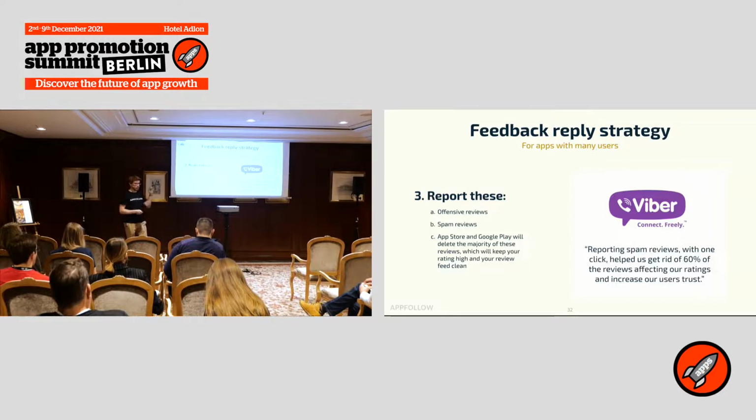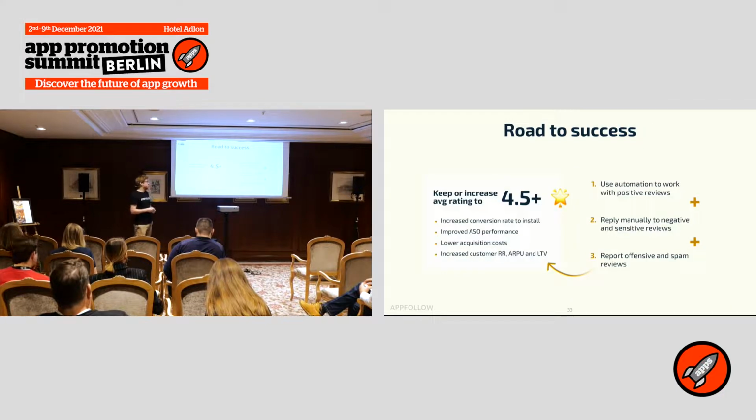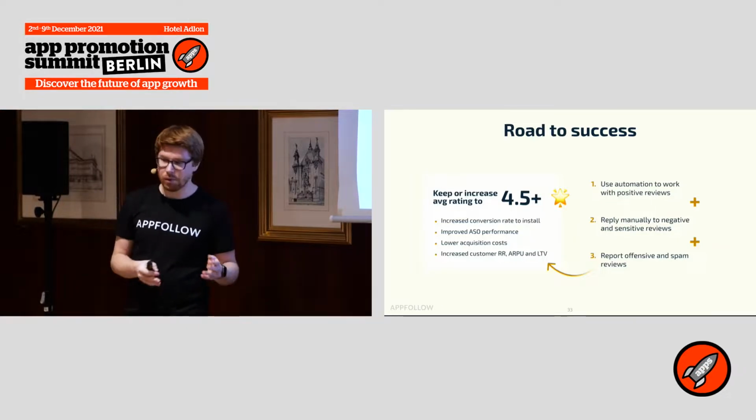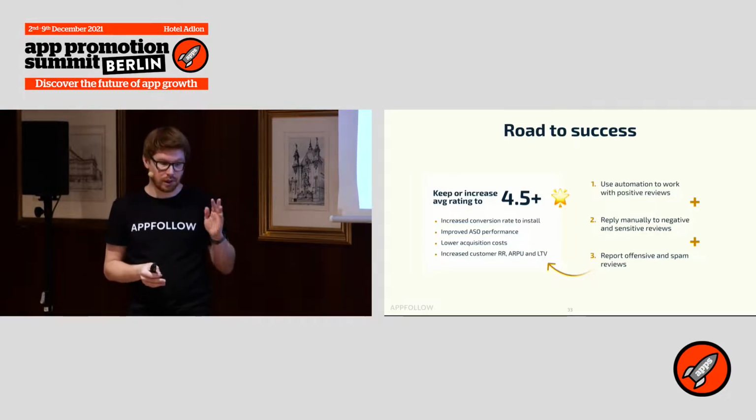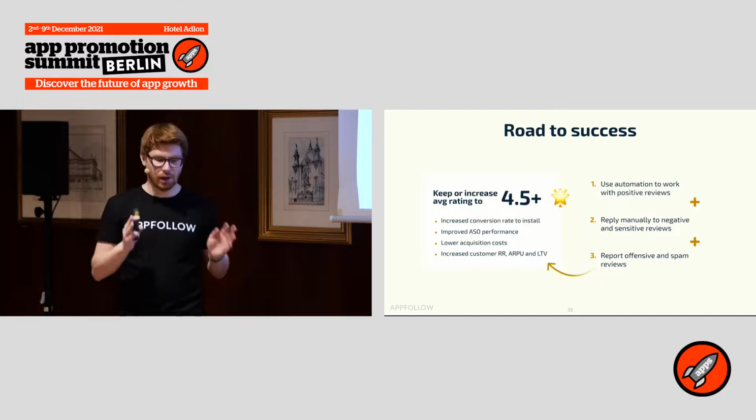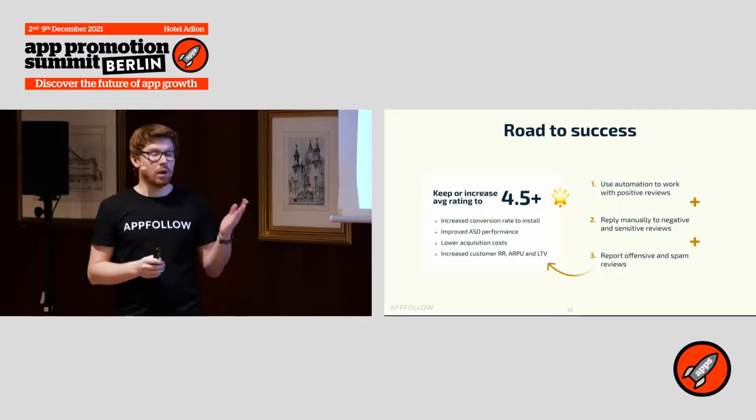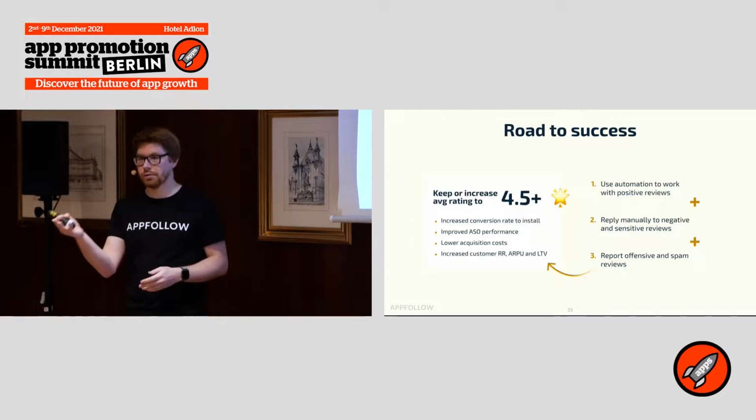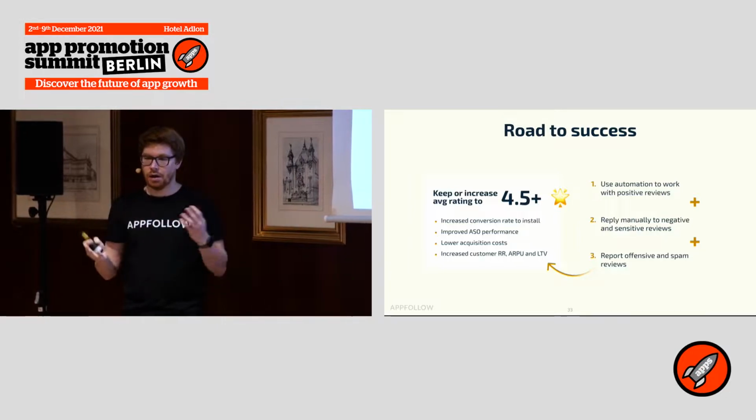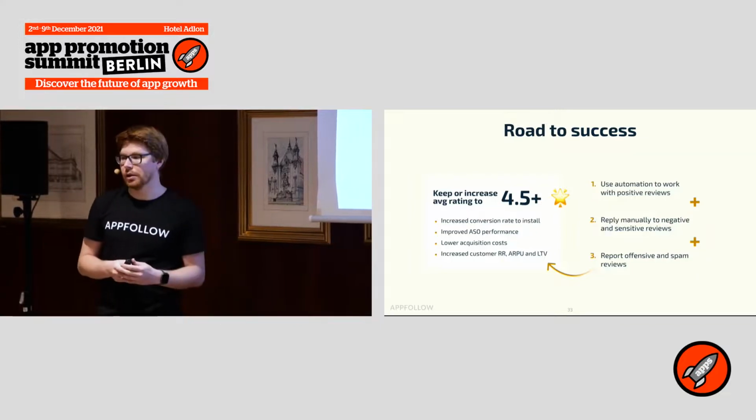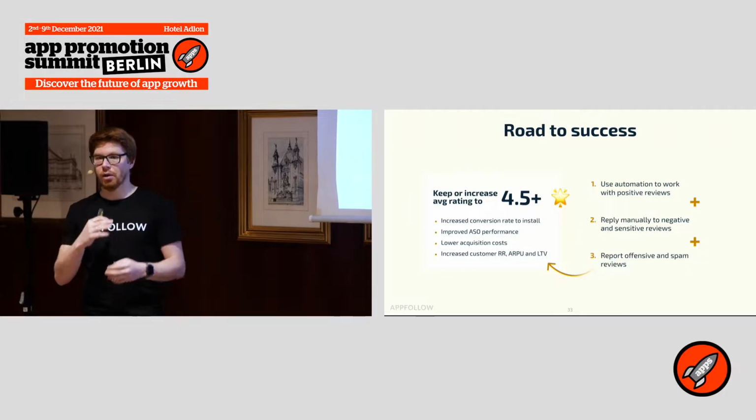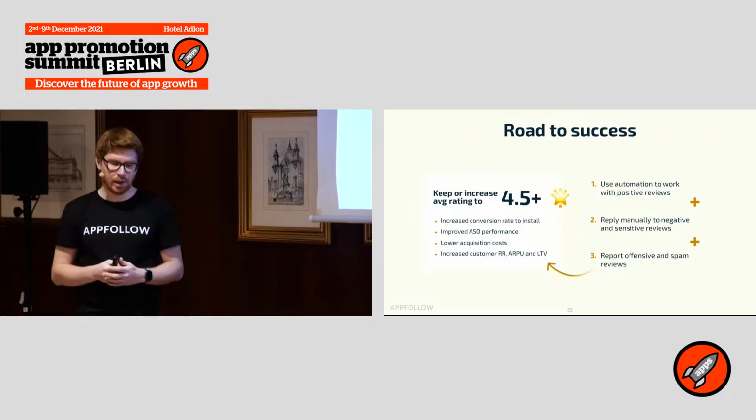So that's awesome, and you remember this 4.5 as our goal. So here's our road to success with working with reviews. As I told, our key goal is to keep our average rating at 4.5 and higher. So what should we do to achieve that? First of all, of course, use automation to work with positive reviews, with the small reviews, and reply manually to sensitive reviews. This combination will allow you to track all the customer feedback you are getting in the App Store and Google Play.